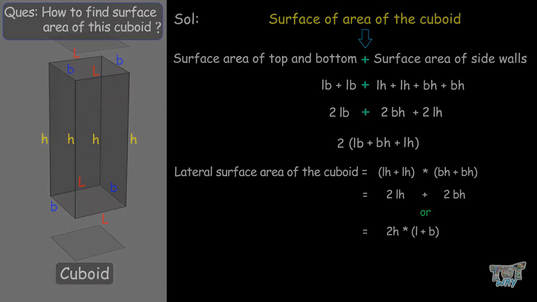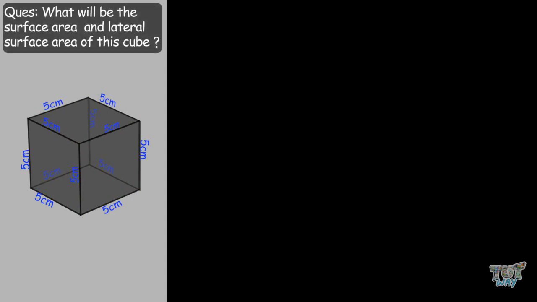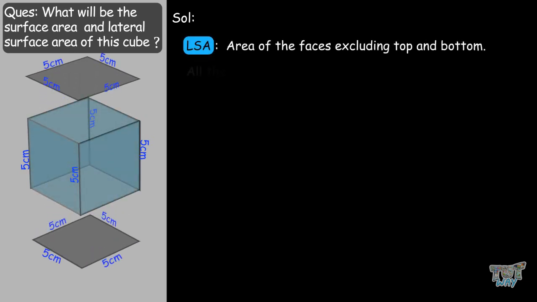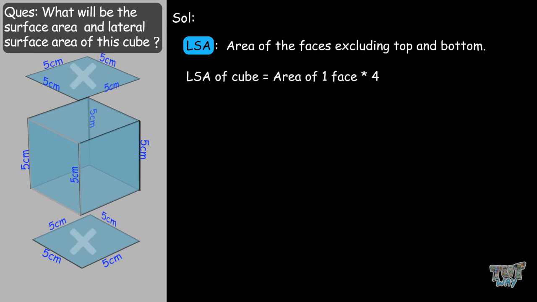Now let's do some questions. Here we have a cube with a side of 5 centimeters. What is the surface area and lateral surface area? Lateral surface area of the cube is the area of this, excluding its top and bottom. All the faces of the cube are the same. That is, the area of all the faces of the cube are the same. So lateral surface area will be area of one face multiplied by 4. Because on the sides we have 4 faces and 1 face in the top and bottom. And we don't need to include the area of the top and bottom.